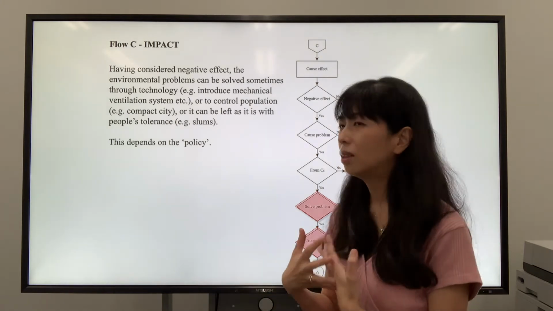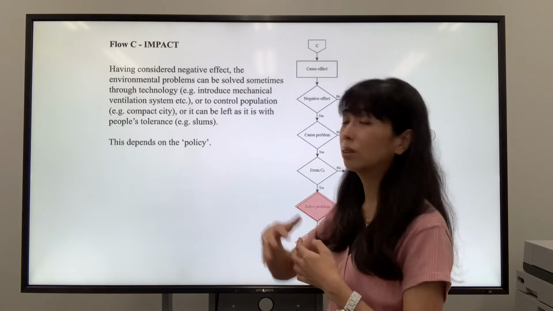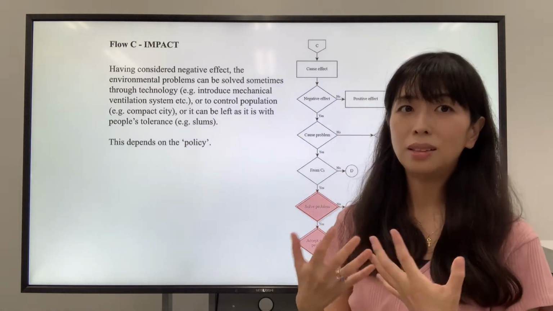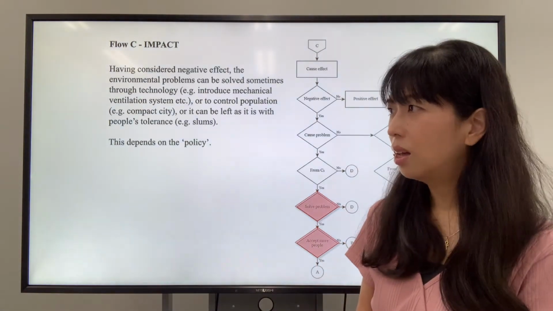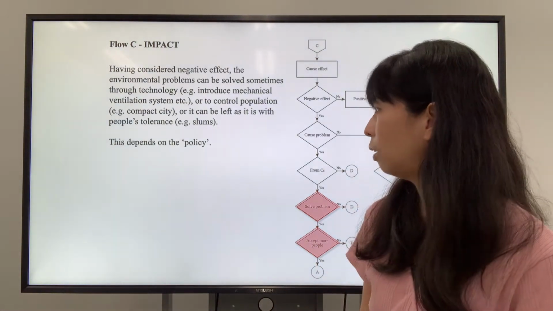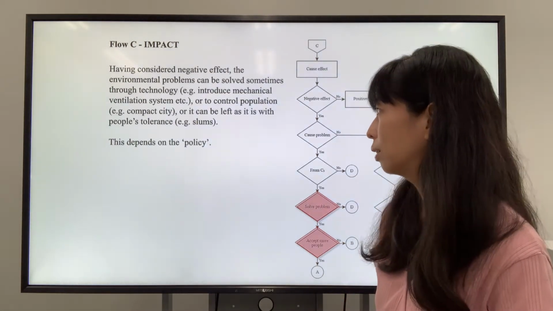Or the worst scenario is that you leave the situation as it is. So this means that people need to tolerate from that. So in the case of slum, it's something like this. It's not the ideal environment that they want to live in. They want to live, however, they have no choice, and then therefore people tolerate.